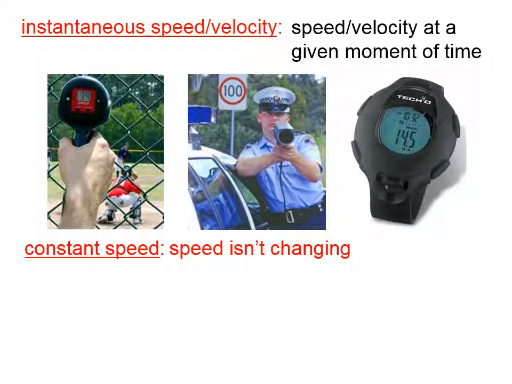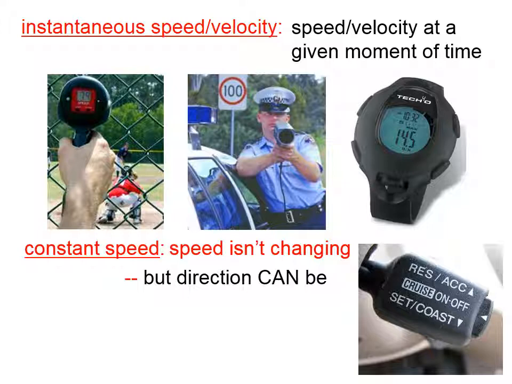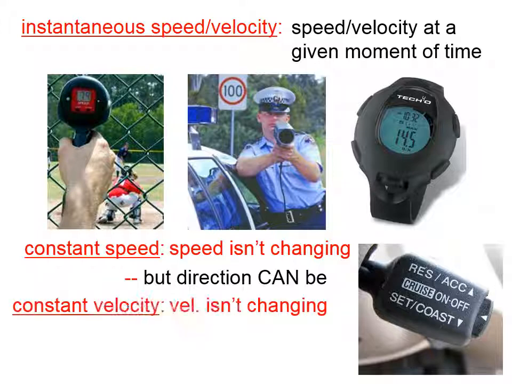Constant speed refers to when speed isn't changing. Direction, however, can be changing. So whenever you use your cruise control in your car, you will be traveling at a constant speed. You will not be traveling at a constant velocity because your direction is periodically changing. The interstate periodically turns to the left, turns to the right, goes upwards, goes downwards. So your speed will be constant, but your velocity will not be.